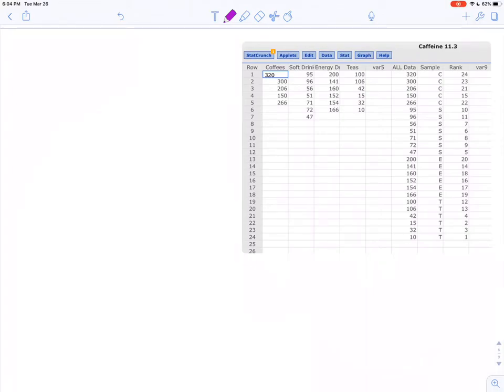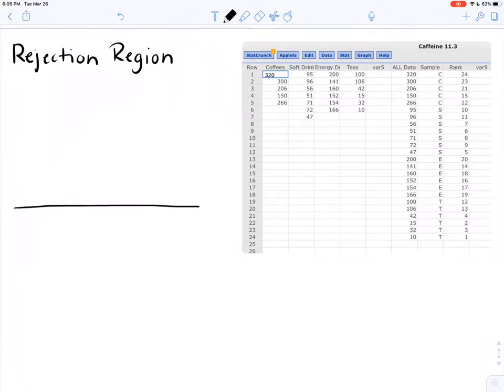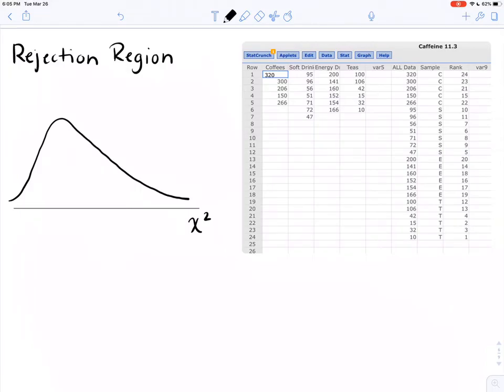All right, now what I'm going to do from here is use the chi-square distribution to come up with my rejection region and my critical value. So I'm going to sketch out my chi-squared curve here. Now the chi-squared distribution is always skewed to the right, so I'm going to sketch out a little skewed curve here. And as I said, this will always be run as a right-tail test. So I'm going to shade my rejection region right over here in the right tail of the curve.